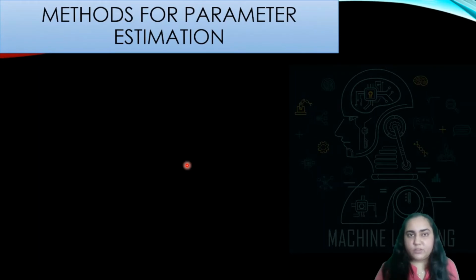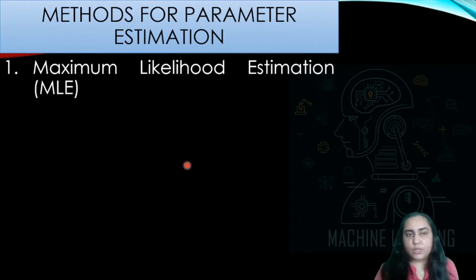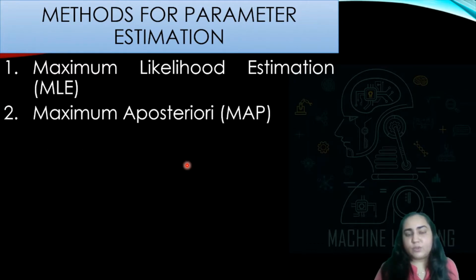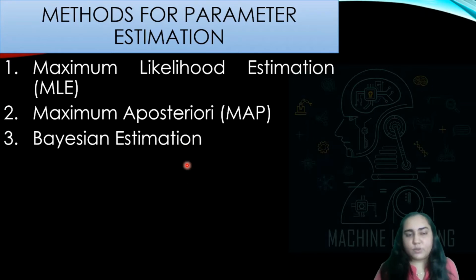Which are the methods for parameter estimation? So we have the maximum likelihood estimation, which is also called MLE. We have maximum a posteriori, which is also called MAP. We also have the Bayesian estimation. So let's first take a look at the maximum likelihood estimation.